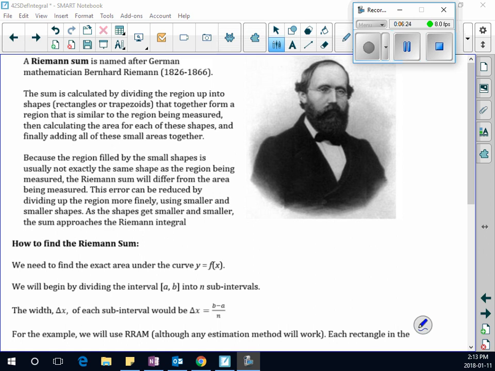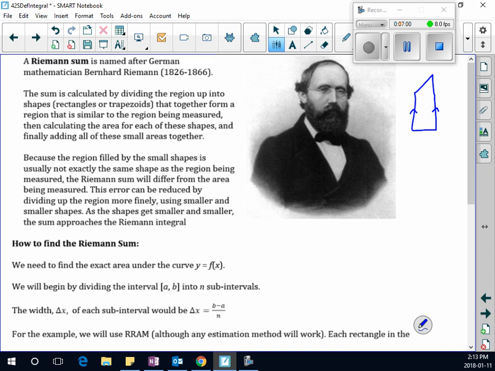The sum is calculated by dividing the region up into shapes. You can either do rectangles like we did yesterday, or coming up is trapezoids, that together form a region. Because remember when we had the rectangle, there was always that little section, it kind of looked like a triangle on top that was always left out. So a trapezoid is actually a better approximation, right? Because a trapezoid, you could have it like this. A trapezoid is just two lines that are parallel. The other two don't have to be, right?